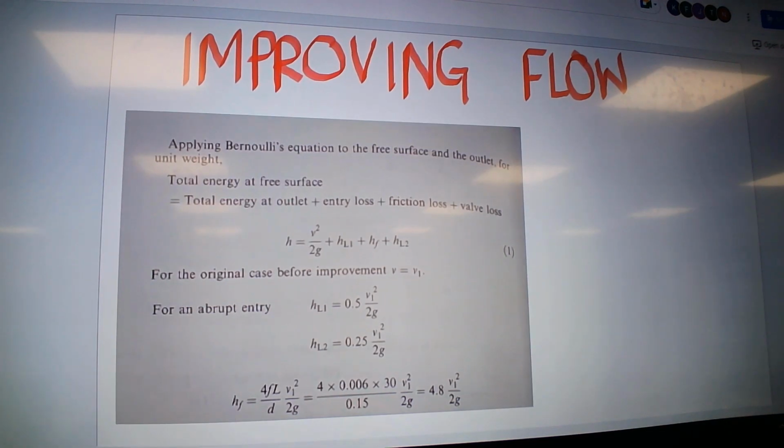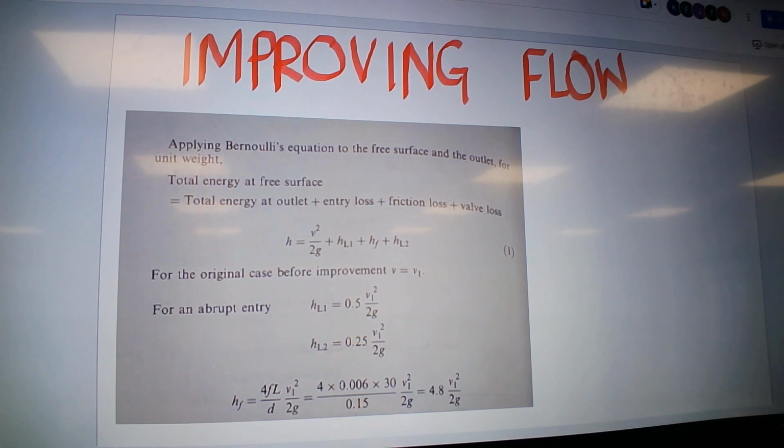Now if we are trying to improve the flow, we need to find out the energy losses. So we look at the energy losses at the free surface. The total energy at the outlet plus the entry losses plus the friction losses plus the valve losses should all be equal. So the head, H equals V square over 2G plus HL1 plus HF because of the friction, and HL2, which is the loss at the valve.